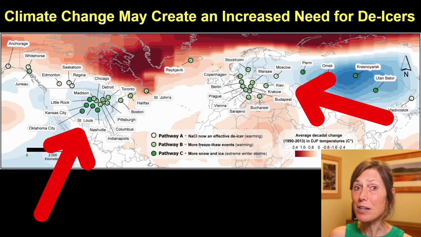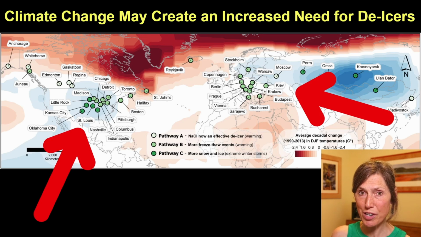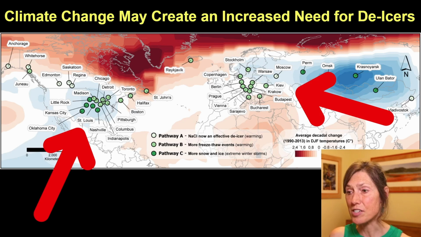The first pathway, pathway A, states that sodium chloride is now an effective de-icer due to the warming of Earth. The second pathway that would call for a greater need of road salt is due to the increase in freeze-thaw events, again as a result of climate change. The third pathway that calls for an increased use of road salt is because of more snow and ice due to an increase in winter storms. The graph mainly focuses on locations in the northern hemisphere, in particular the northern part of the USA as well as Canada, and several locations in Eastern Europe extending well into Russia.